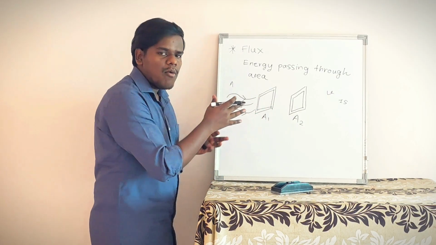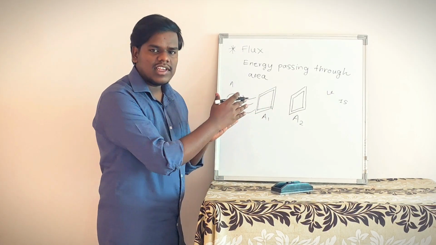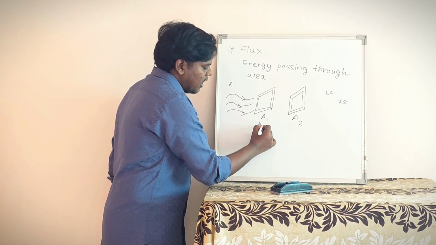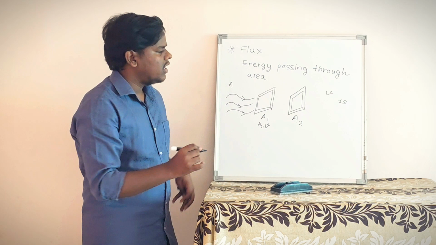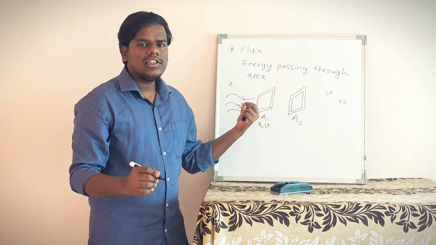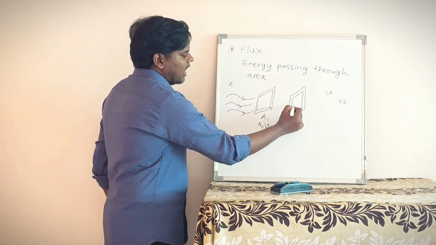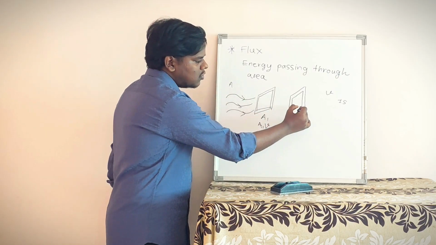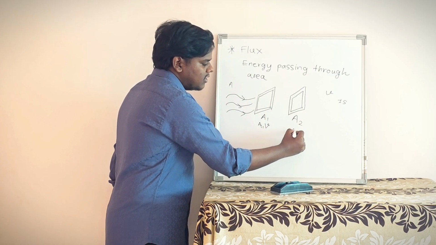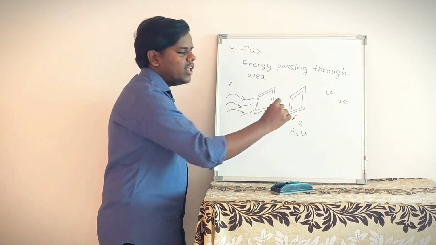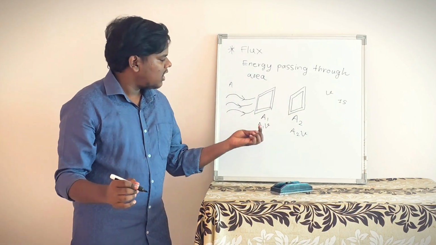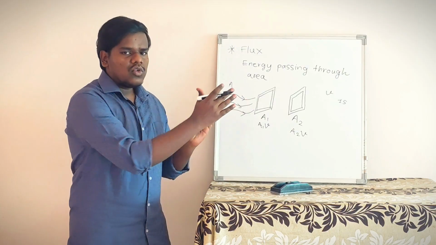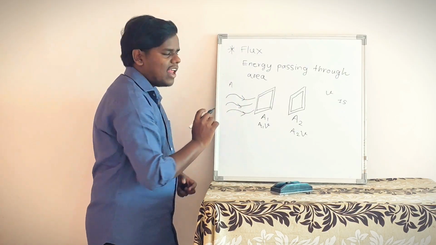So here, how much volume of water has passed through this area A1, that we write as A1 into V. Here V is velocity of this water. So for the area A2, how much water or how much flux of water has passed through this area, that we write as A2 into V. So this is what flux is, the energy passing through an area. So this is just an analogy.